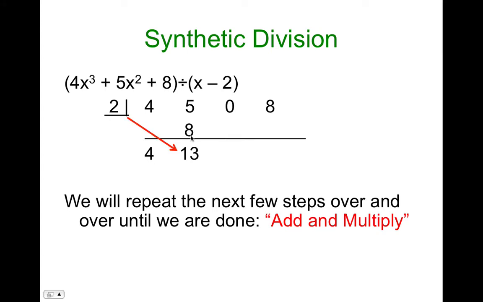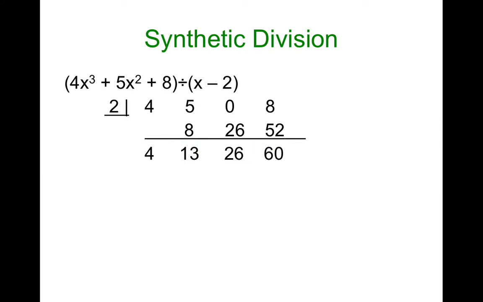We multiply 2 times 13, which gives us a 26. We put the 26 underneath the next term. We add. We multiply 2 times 26. We get 52. We add, and we get 60. Since our last number is not a 0, it is now a remainder. Now what we have to do is take these numbers and write them in terms of a polynomial.